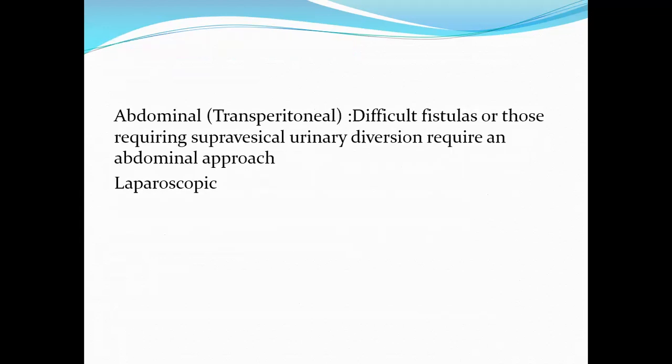Abdominal transperitoneal approach, if the fistula is difficult to repair or if it is higher up, may require supravesical urinary diversion. We may need to divert the ureters into another implantation site, and this will require an abdominal approach. Laparoscopy is involved in every surgical procedure, and this surgery can be done by laparoscopy.